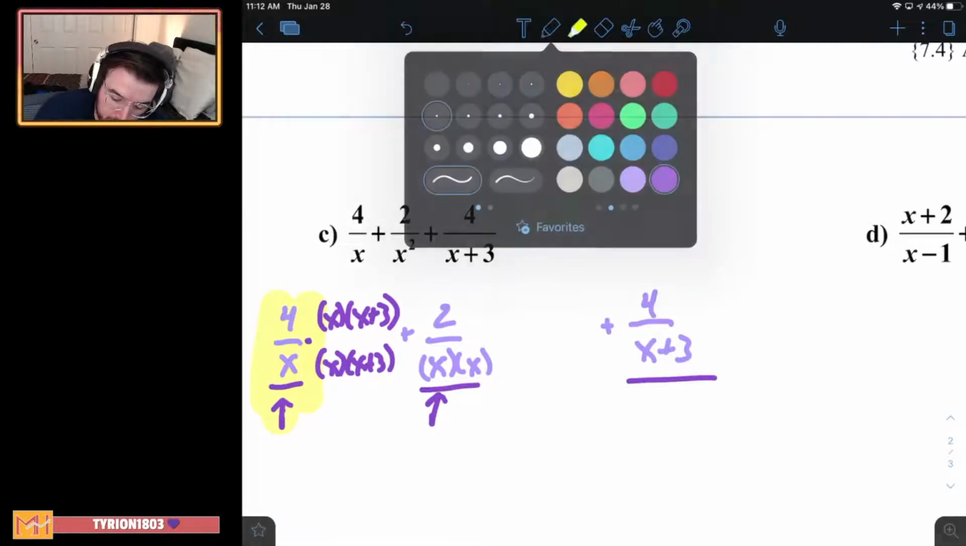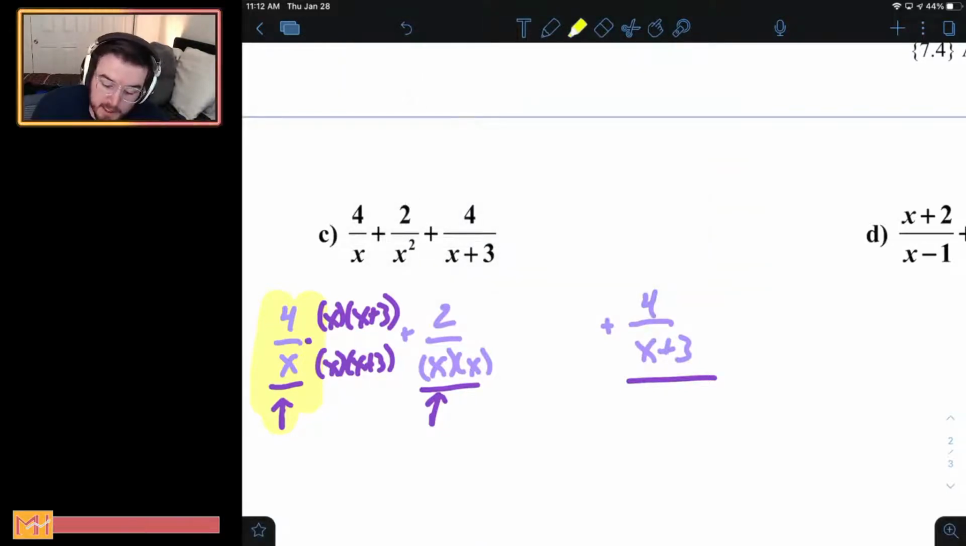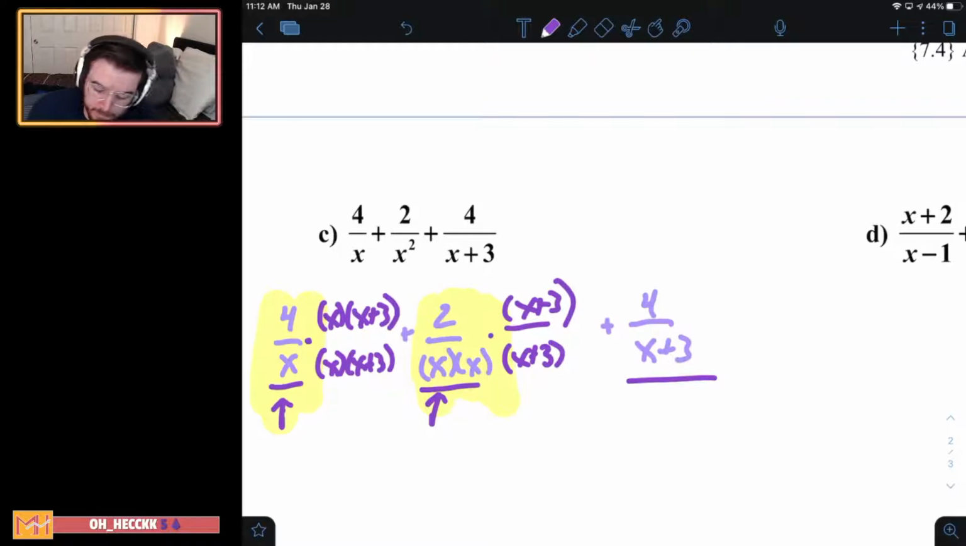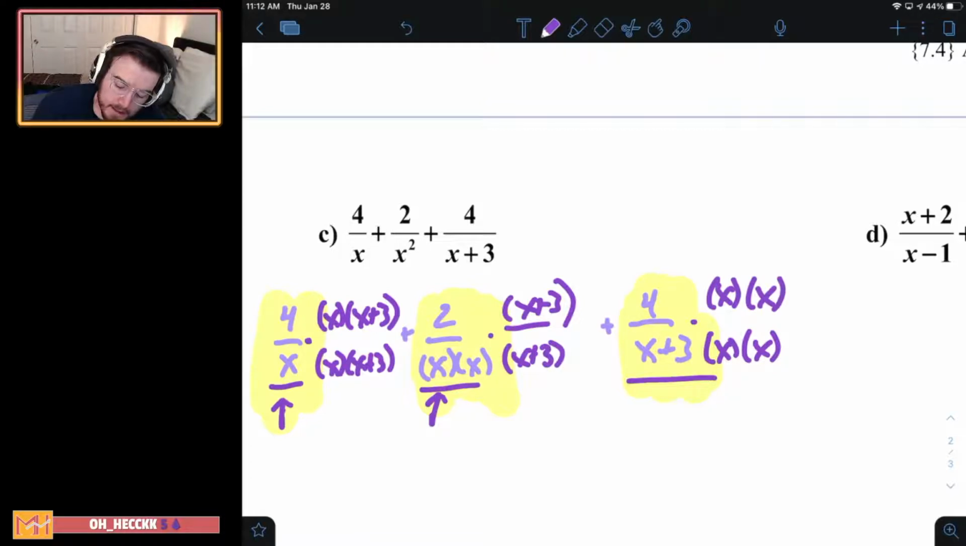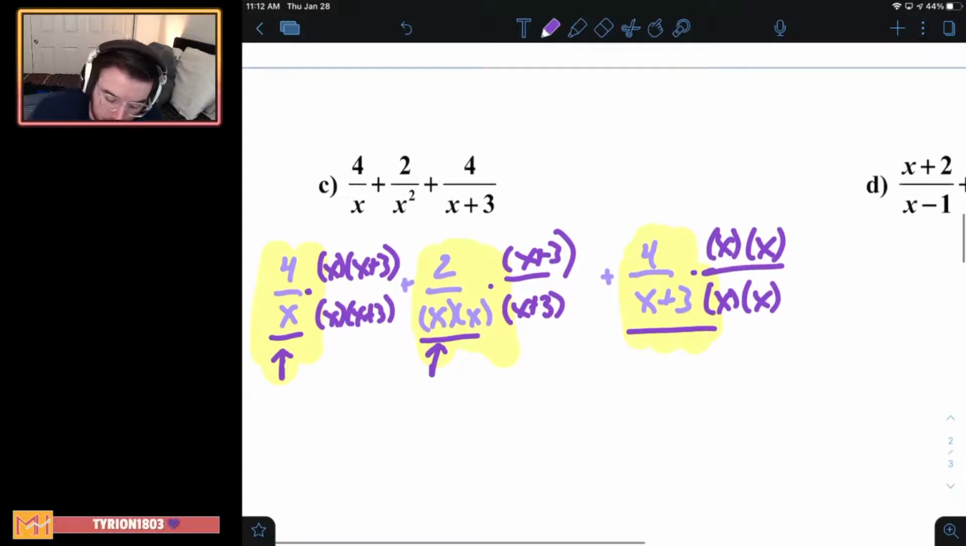Okay, another question pops up. What is missing from this second one? It's already got two x's. What is missing? You should have said, well, it's only missing the x plus 3. And you look at the last one. What is it missing? All three denominators have to be the same. What is missing from that guy? It's missing both x's. So now, when you multiply this all together, we're going to have common denominators.